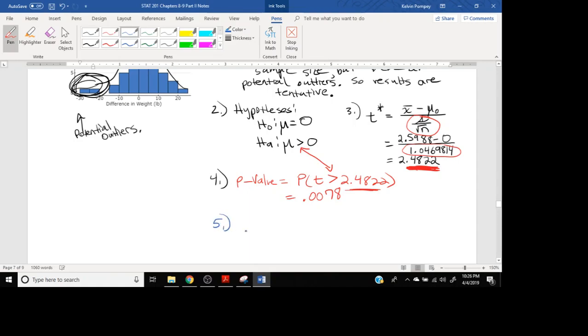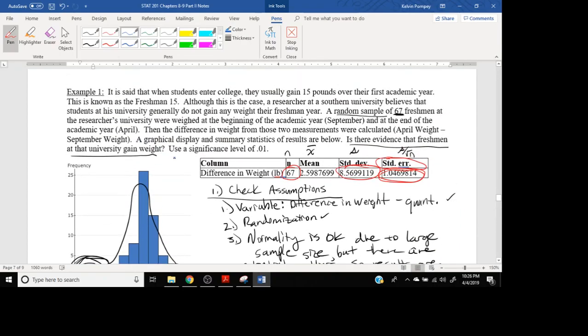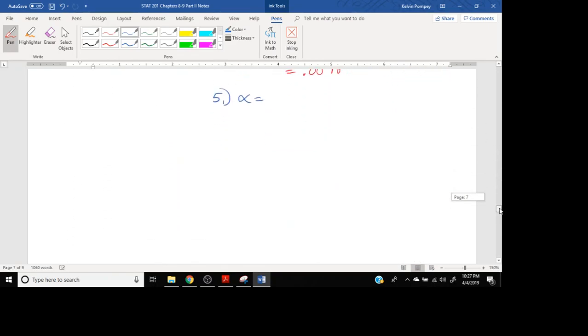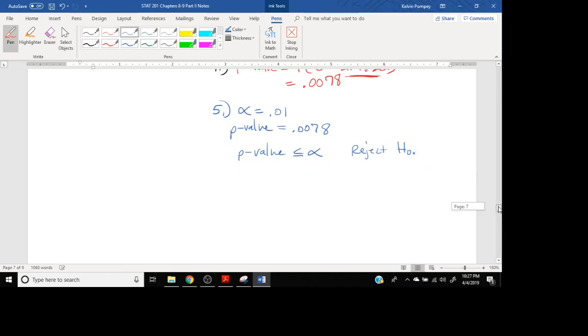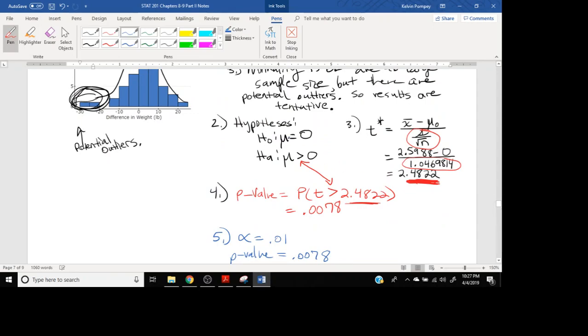And so number 5 is to make our decision, right? So my alpha is my significance level. It says for us to use a significance level of 0.01. So alpha here is 0.01. Our p-value is 0.0078. Notice my p-value is less than my alpha. When that is the case, it's less than or equal to, I reject H naught, okay? So H naught was that my mu equals 0. So I'm saying that that is not true. And my only other alternative is that it's going to be greater, right?